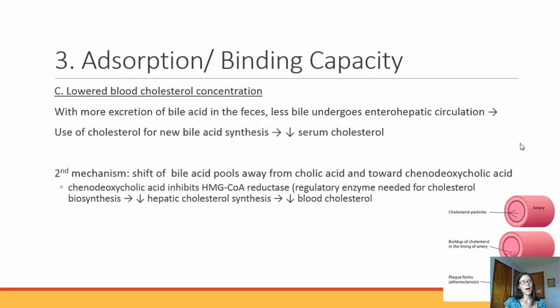So also, fibers with a high binding capacity can lower cholesterol through a second mechanism. What it will do is shift the bile acid pools from one kind of bile acid called cholic acid toward another type called chenodeoxycholic acid. And this chenodeoxycholic acid is a very special kind of bile acid because it actually inhibits the key enzyme that we need to make cholesterol. So if that enzyme is inhibited, we'll make less endogenous cholesterol, and therefore that will contribute to lower blood cholesterol.